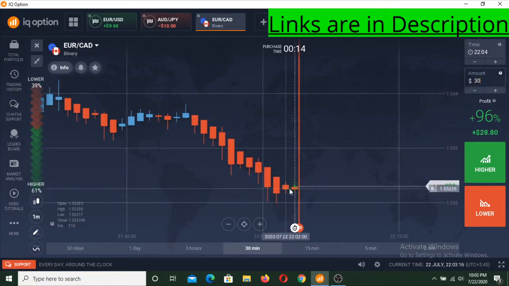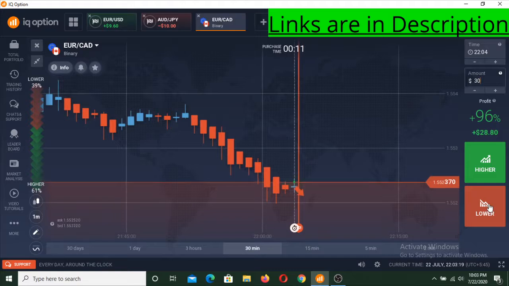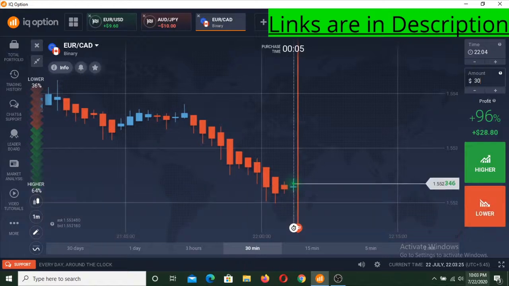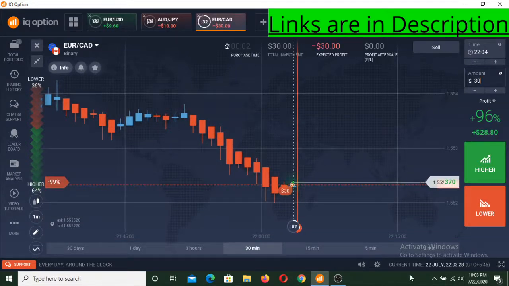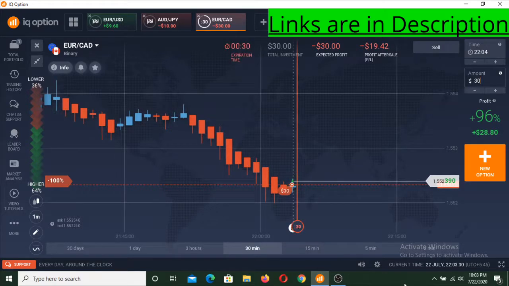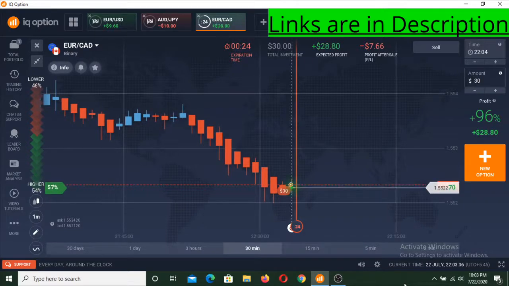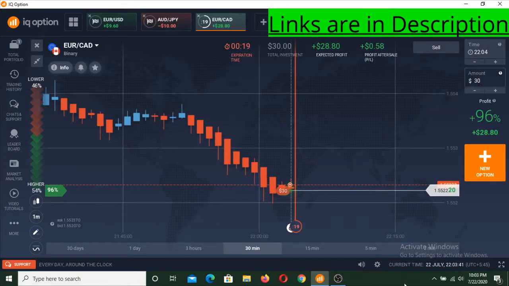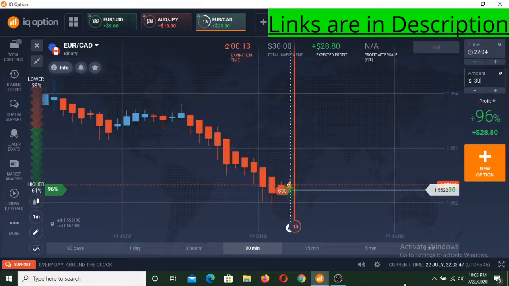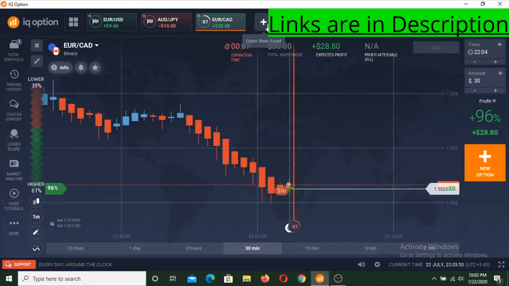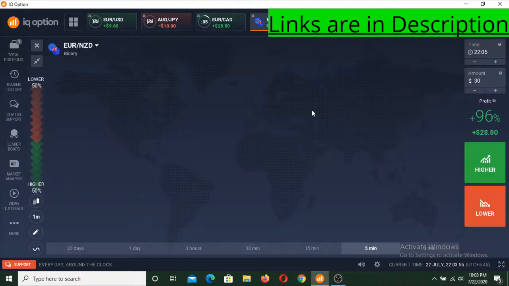As you can see, previous candle was red, so we'll trade on lower, but let it go a little bit up immediately, and then we'll make a trade like this. Now let's wait for this trade to close and then I will explain the strategy furthermore. For now I will open another currency pair too. This time we have made on EURCAD. Our next would be EURNZD.